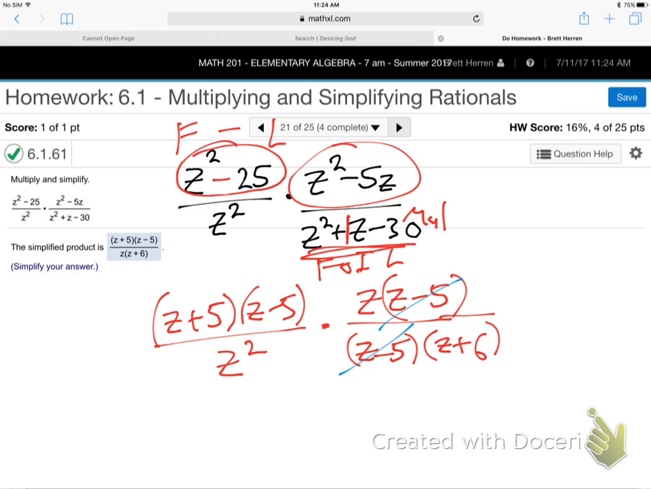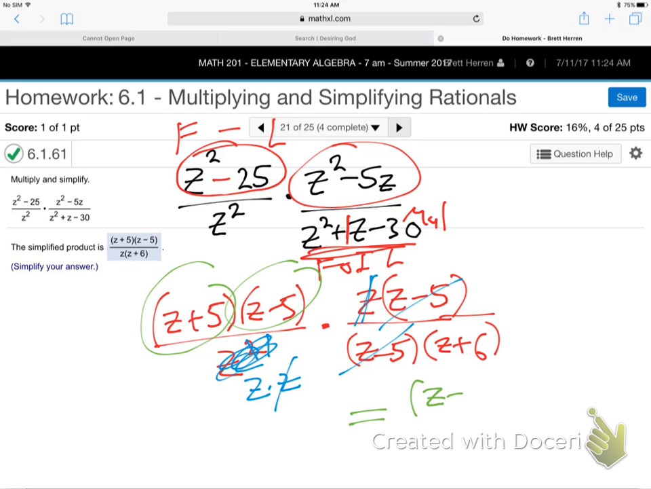Anything else we can cancel there? What's that? Yeah, good job. This cancels one of these, leaving z to the first. See, because what does z squared really mean? 2 z's. So one of these cancels one of these, and there's one left over on the bottom. Like that. Is that good? So now I think we're about done. Everything else is left. So what's left? Well, on the top we have z plus 5, z minus 5, still left over. On the bottom we have plain z and z plus 6. And there we go.